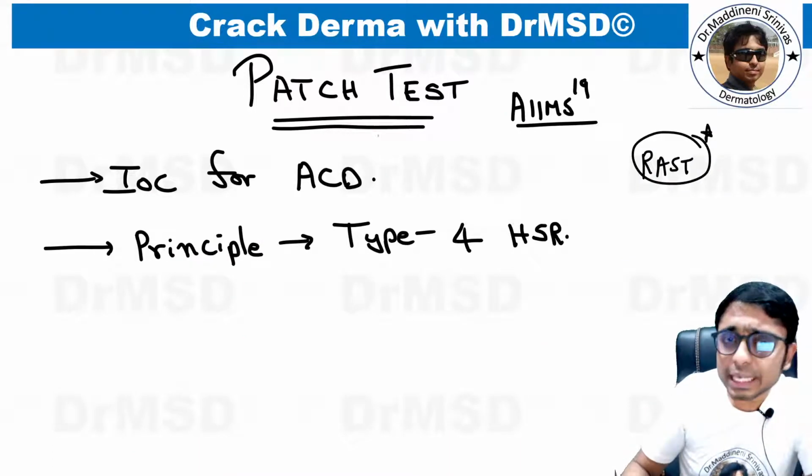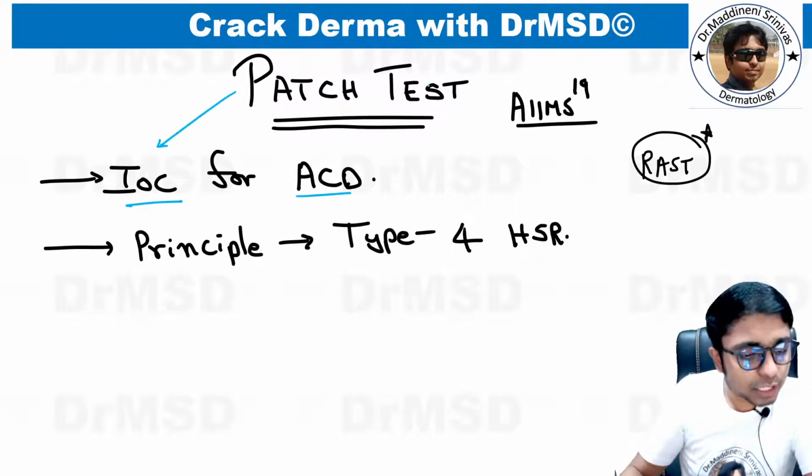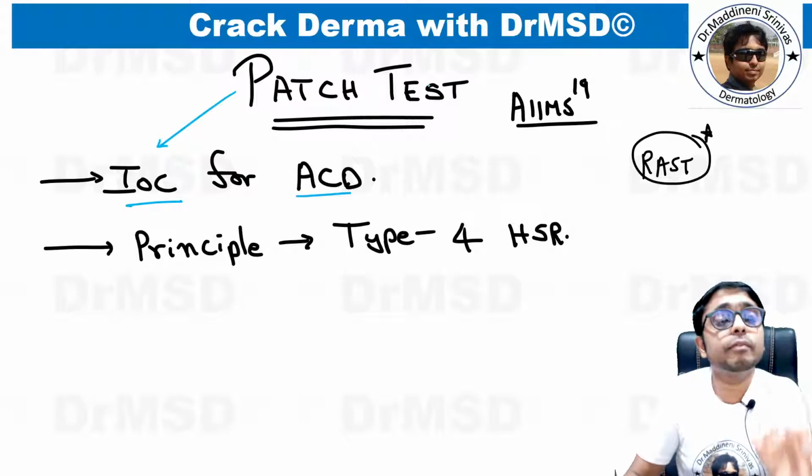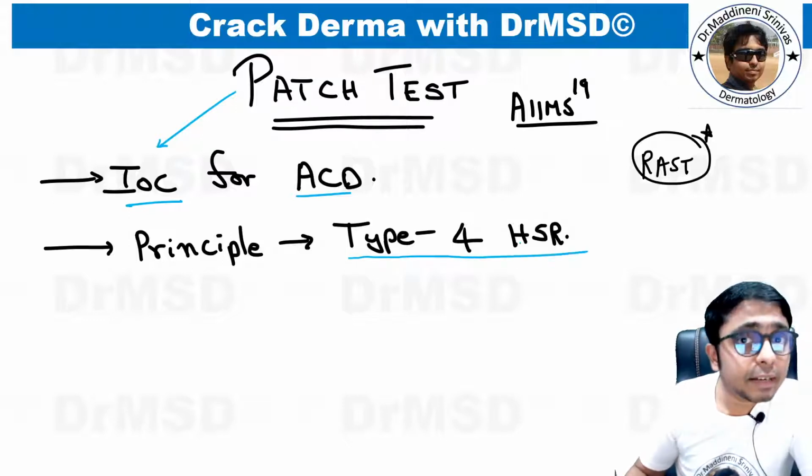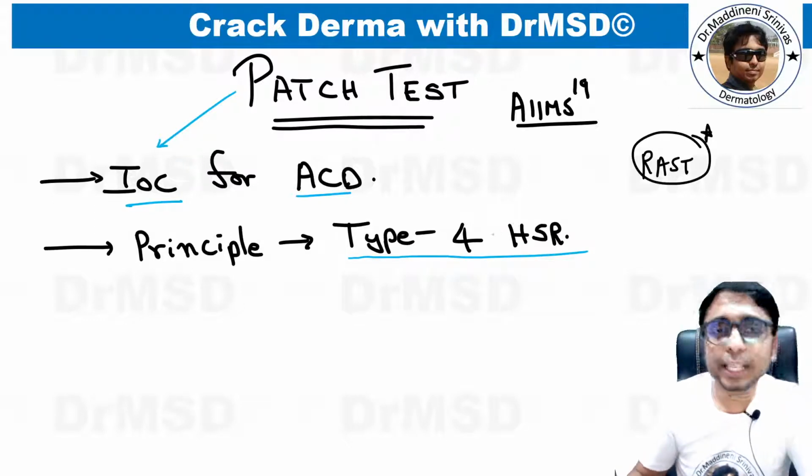Okay, so in allergic contact dermatitis, I have told you already that patch testing is the investigation of choice. So what is this patch testing and what is the principle on which this patch test works? Very important, the principle on which this patch test works is to identify type 4 hypersensitivity reaction.